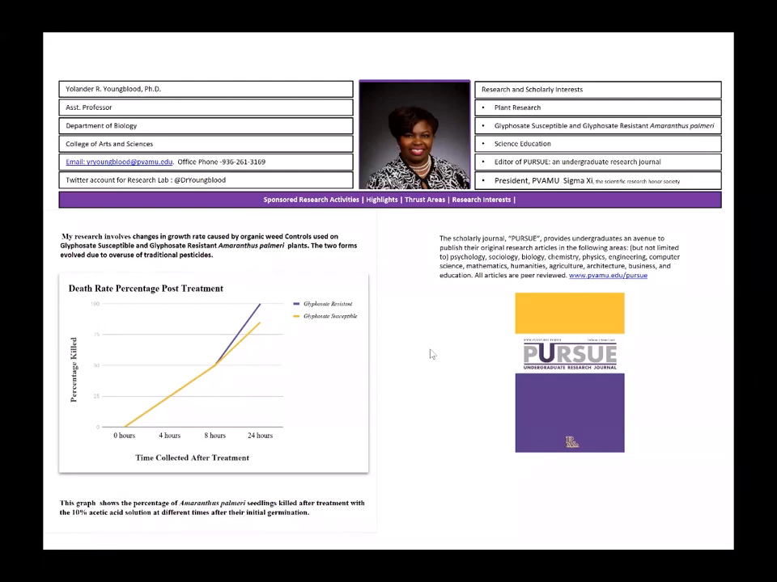My other project is with Pursue. Pursue, again, is an undergraduate research journal. It's a scholarly journal whereby articles that are submitted are peer-reviewed by active scientists in the field. This gives students a platform to submit their work. Many undergraduates work with their professors for a year or so, and there just isn't enough time to put together their work and submit it to a journal.